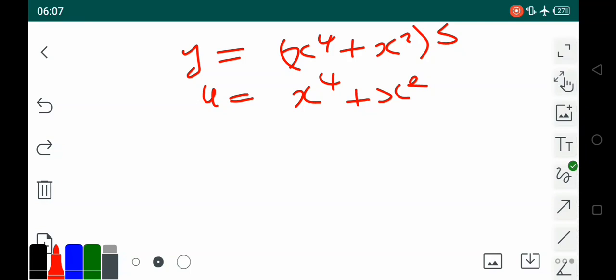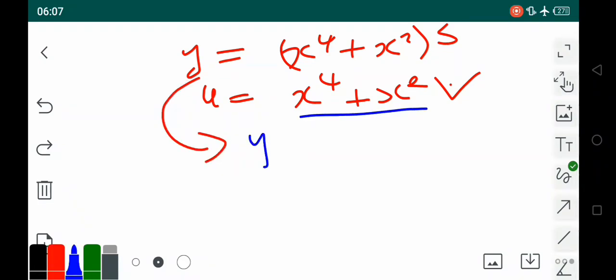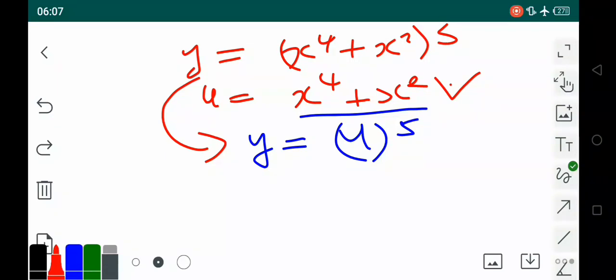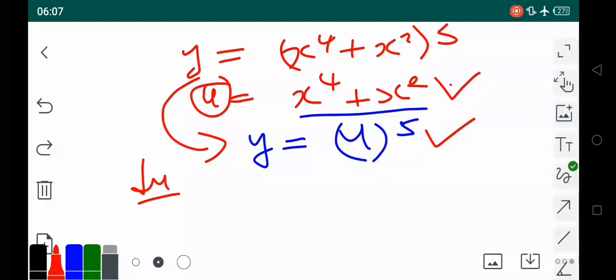And then what we're going to do is differentiate this one, and since we now know that u is this, we can substitute, saying y equals u in brackets to the power 5. So we also take the derivative of this one. Now we're going to say du over dx: differentiate this one with respect to x, because that's what is changing. That is the independent variable.